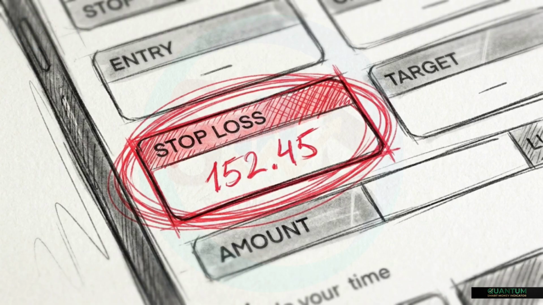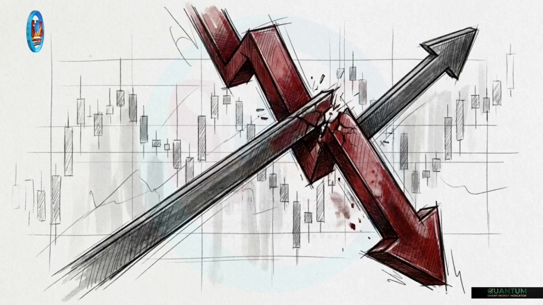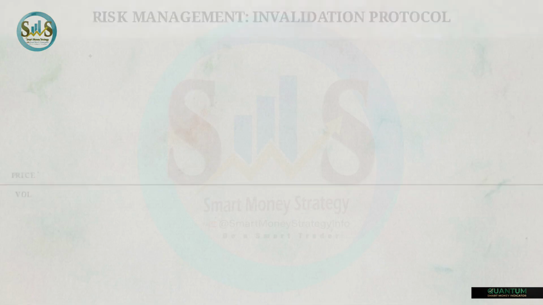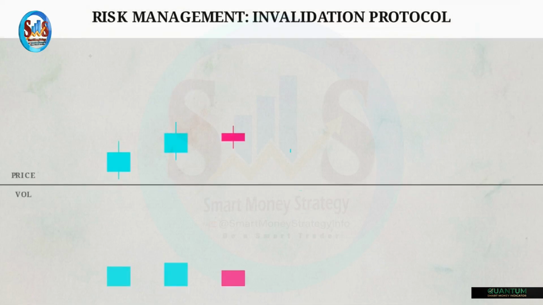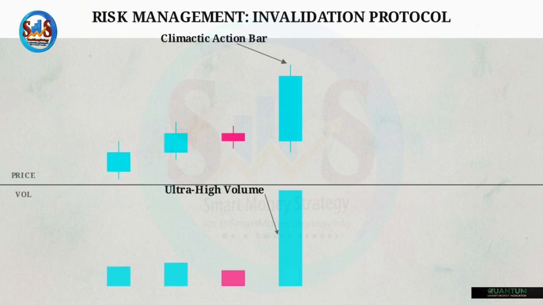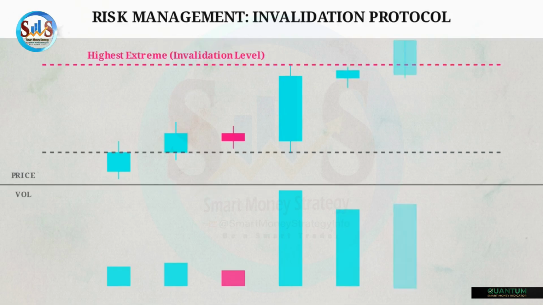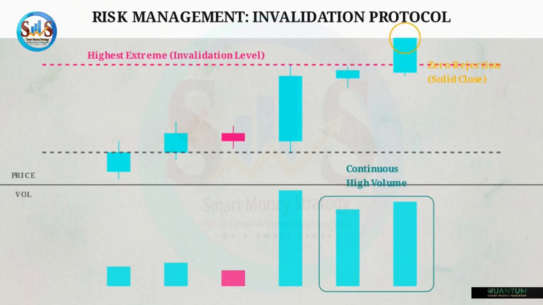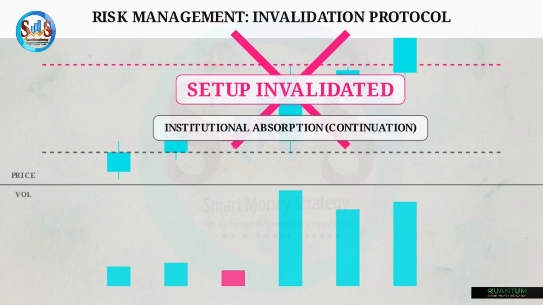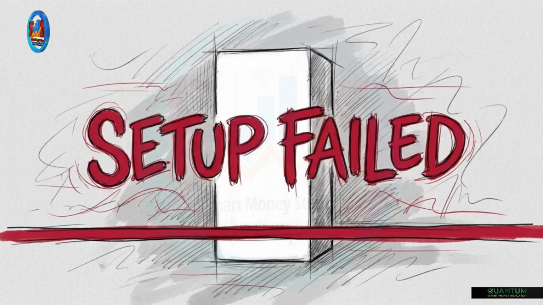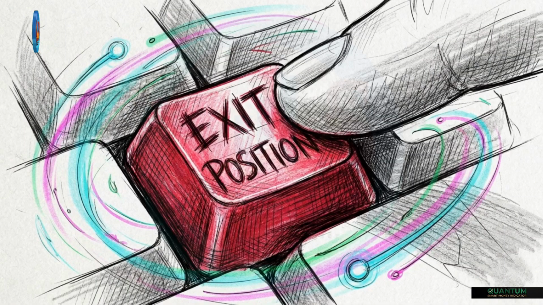But strict risk management is mandatory. No volume strategy is flawless, and even perfect climactic bars can fail if the broader market structure shifts. You must have an absolute invalidation rule. If a climactic action bar forms, but the subsequent price action slices cleanly up through the highest extreme with continuous high volume and zero rejection, the setup has failed. If price closes decisively beyond that upper boundary without a sweep or rejection, the institutional thesis is mathematically invalid. The trade must be aborted immediately.